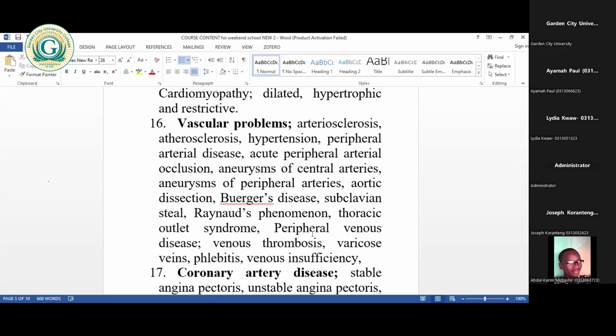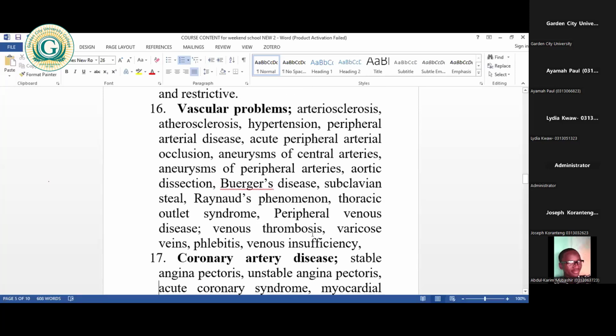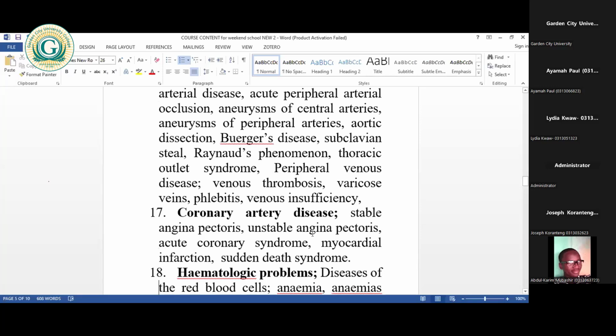The content is really choked. It's not easy. This will be looked at under vascular problems. Then we have to look at diseases that come under the coronary artery diseases or conditions.